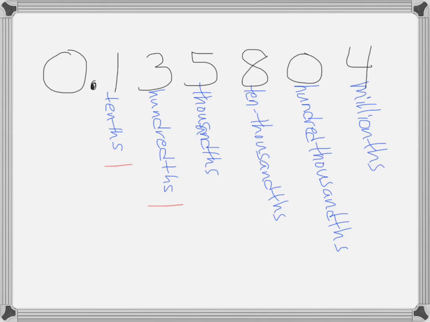Next is hundredths, thousandths, 10,000ths, 100,000ths, millionths, and so on. And you could keep on going. So we're going to look at converting between the digits and the words.